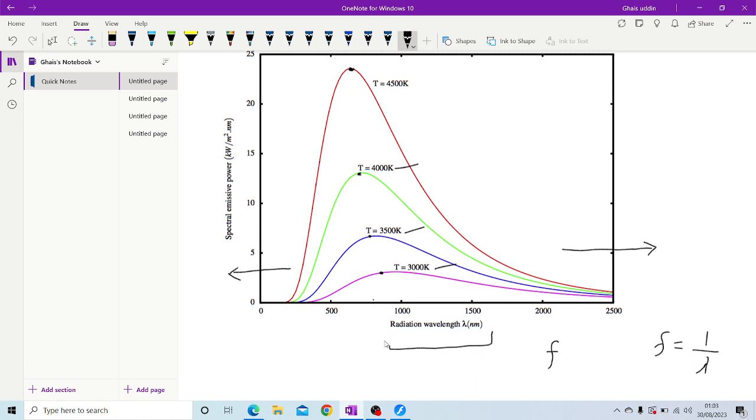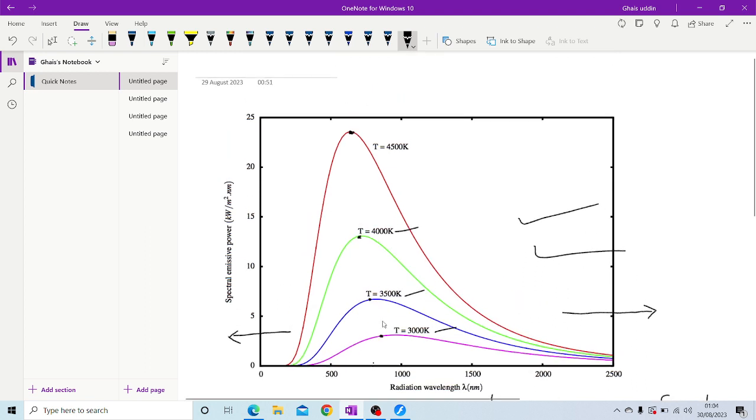To explain the behavior of this spectrum, what is going on here, we will discuss the laws one by one, and how Max Planck solved this spectrum. We will talk about this spectrum in our next lectures.